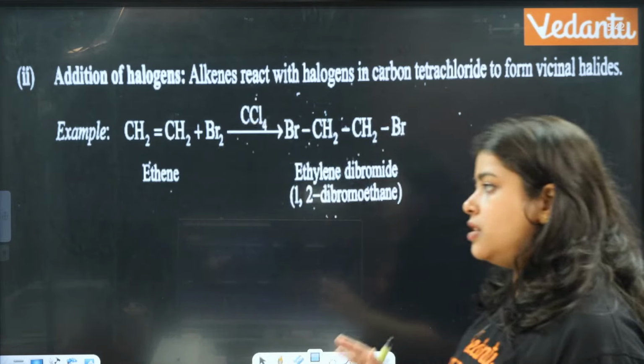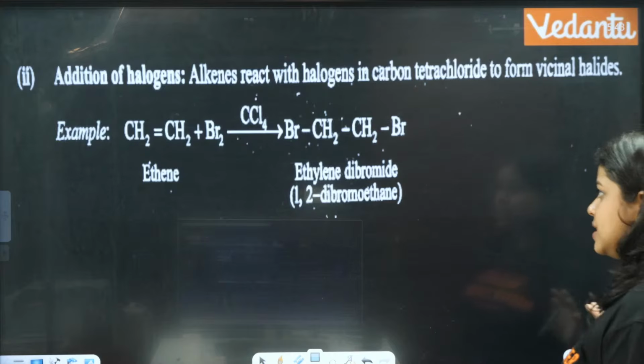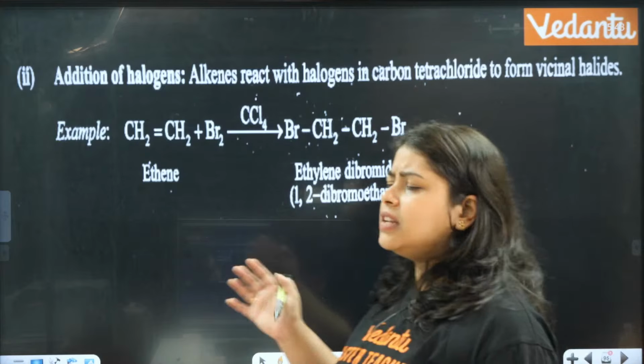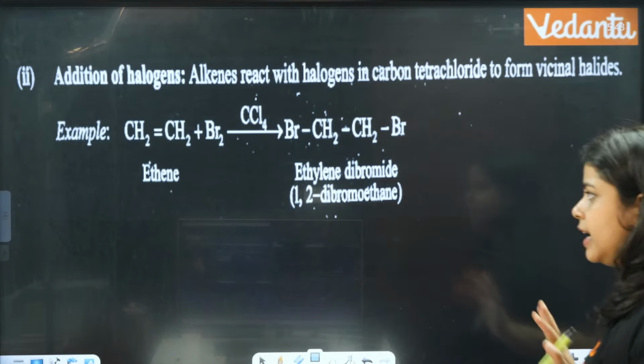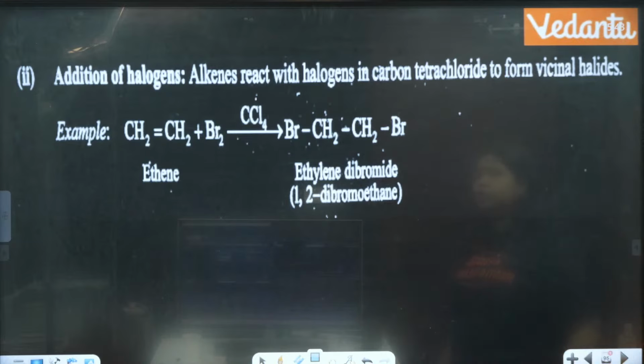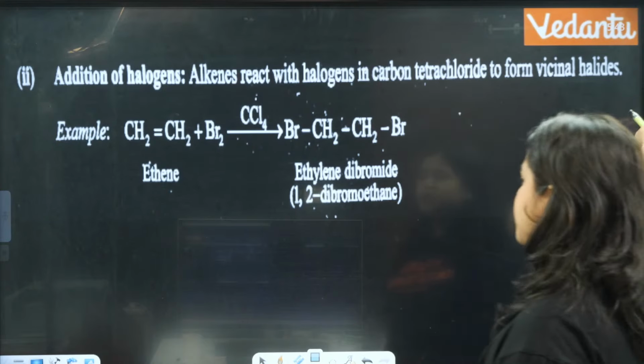Okay, we had discussed vicinal halides and geminal halides also. Yes, vicinal and geminal were both there, but they have asked specifically about the vicinal one. Consider an example: alkenes react with halogen in carbon tetrachloride to form vicinal halides.